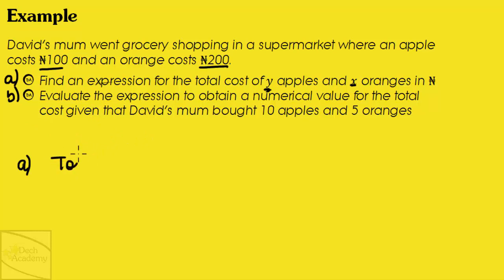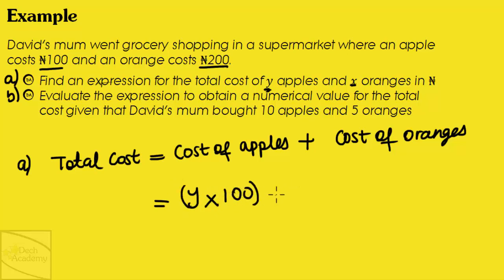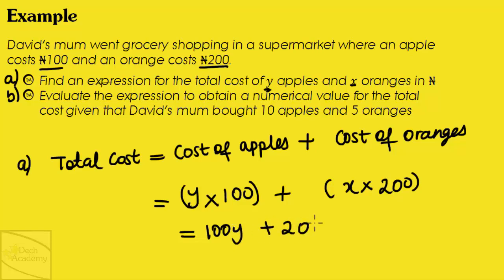So total cost is equal to the cost of apples plus the cost of oranges. Now the cost of apples is the number of apples times the cost of one apple. So that's 100 naira. I'm just dropping the currency unit for now. The cost of oranges is the number of oranges, here X, times the cost of one orange, which is 200 naira. So this gives 100Y plus 200X as a total cost.